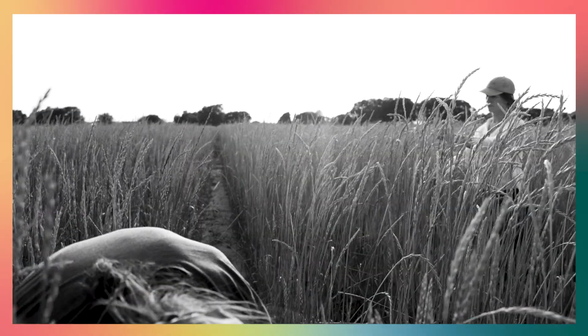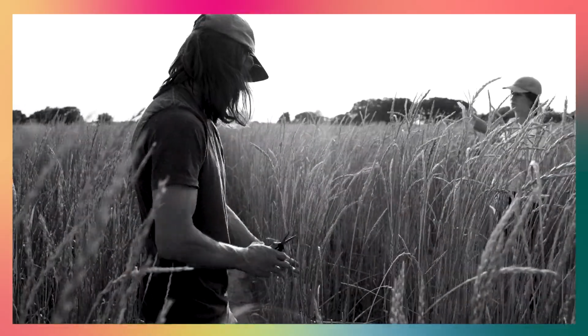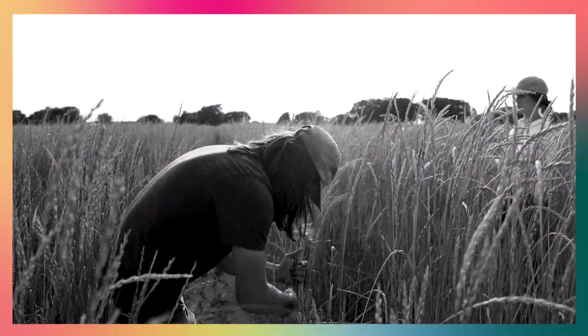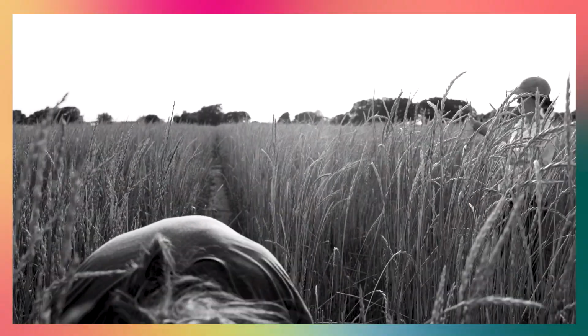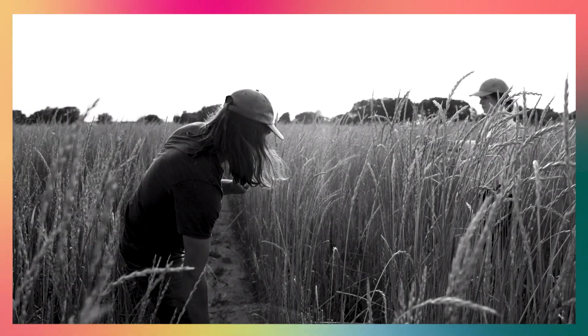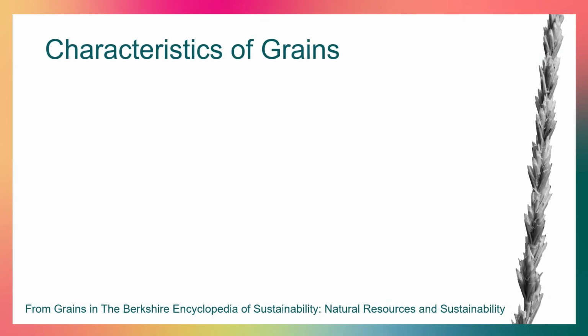In this video, we will be basing our definition of grains on the one found in the Encyclopedia of Sustainability, Natural Resources and Sustainability from the entry on grains. There, grains are defined primarily by how they're harvested and used rather than their physical characteristics. In the entry, 5 primary characteristics are outlined to define grains.